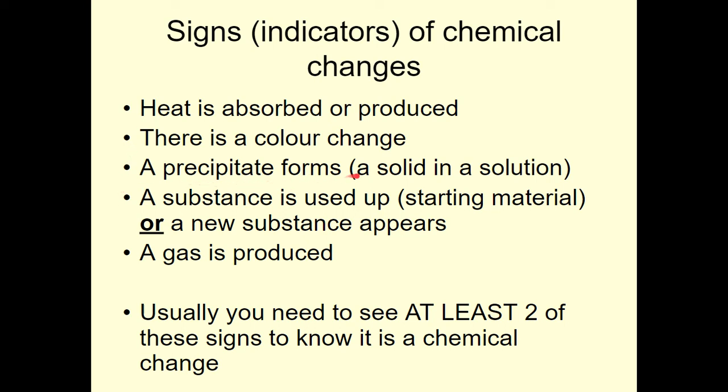A precipitate is formed. This means that a solid forms in a solution. Precipitate refers to precipitation, like rain falling to the ground. So some substance is being created in the solution that's falling down, usually to the bottom. A substance is used up, so the starting material disappears, or a new substance appears, or a gas is produced. Like I said before, you usually need at least two of these signs to know it's a chemical change.